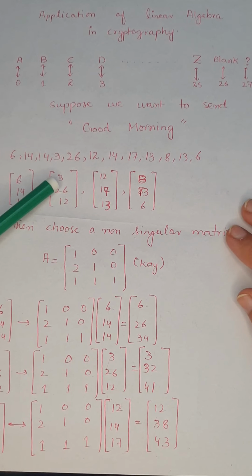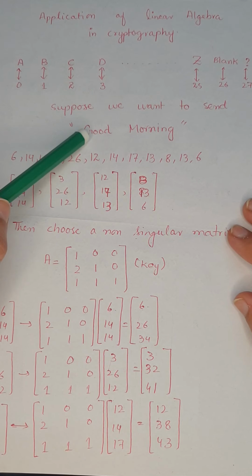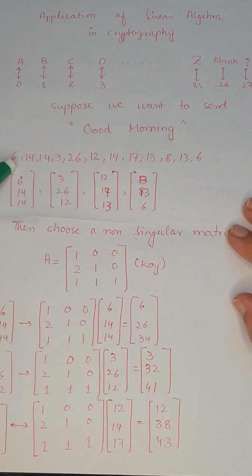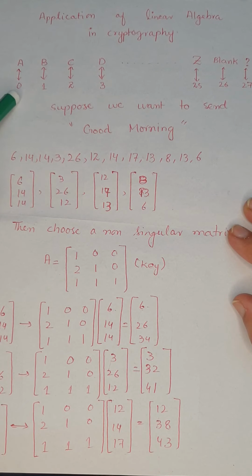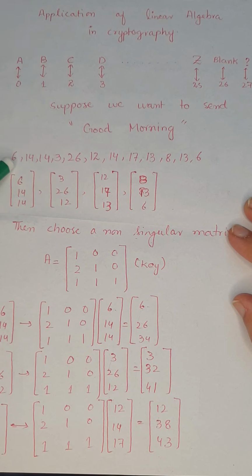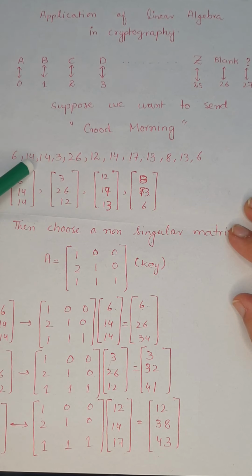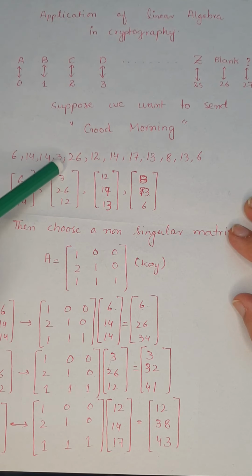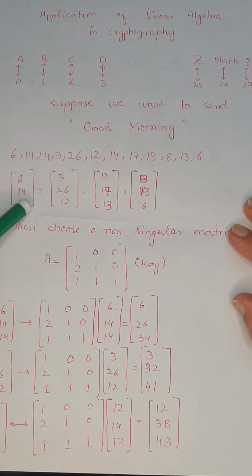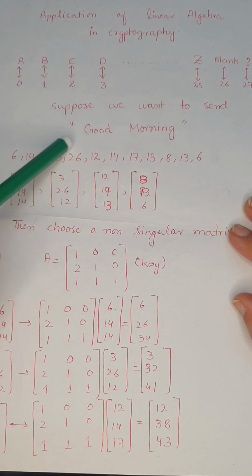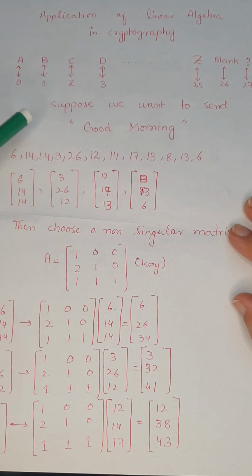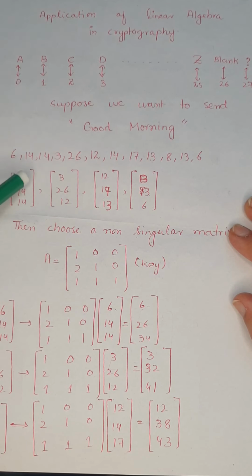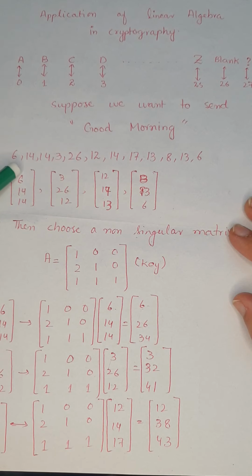All right, so I have assigned the value G equal to 6 as per the order selected above. So G equals 6, and similarly O is assigned 14, then again 14, and D is assigned the value 3, and so on. You can see I got this sequence of numbers from the arrangement that we have chosen.